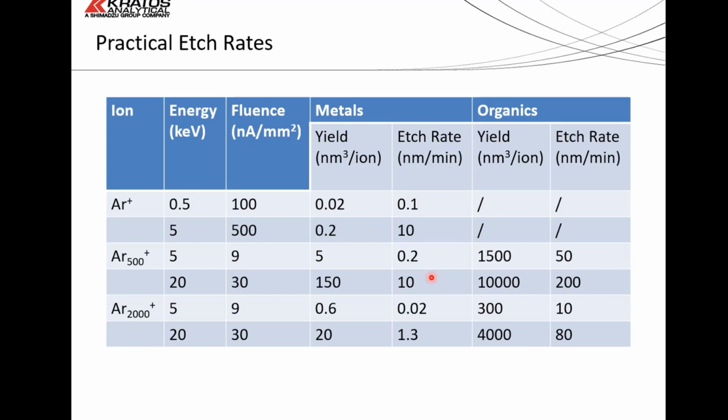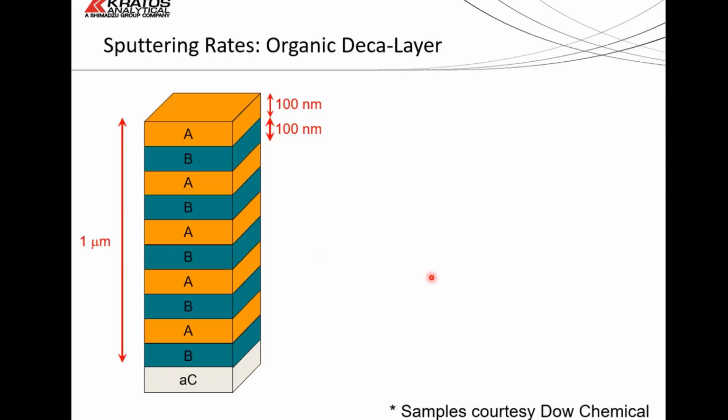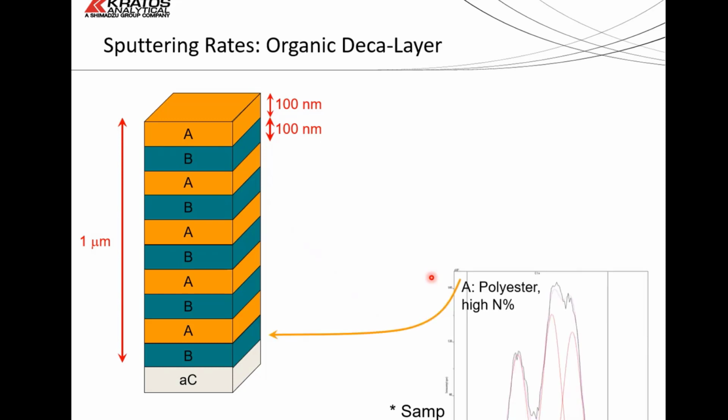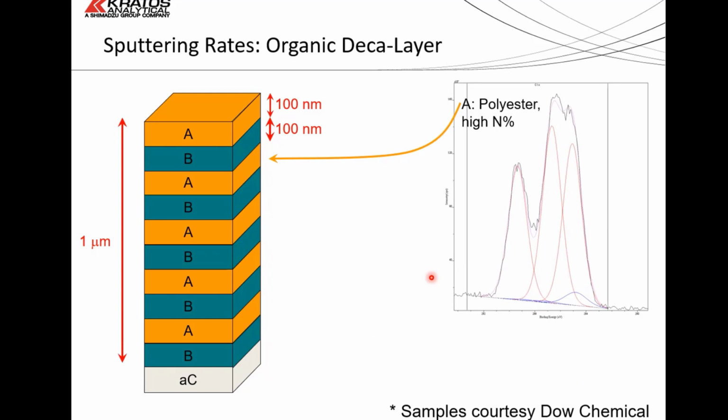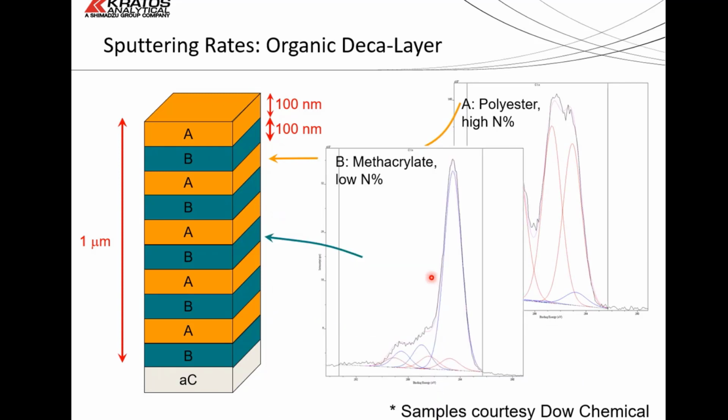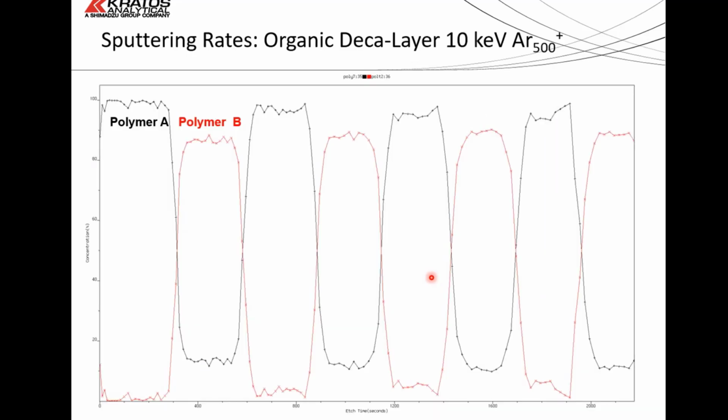I'm going to illustrate that with a couple of examples. Here's one example. We have a multi-layer stack of alternating polymers, AB, AB, AB. A is a polyester, B is a methacrylate, and you can distinguish them easily in the XPS. I won't go much into that. We can successfully bore down that whole 1 micron layer, and we can easily elucidate the interface between polymers A and B.